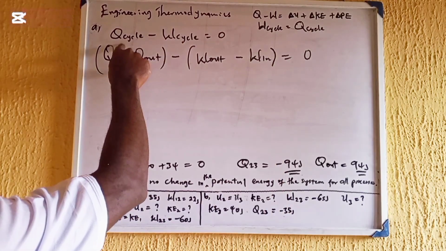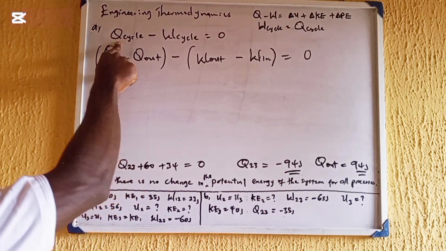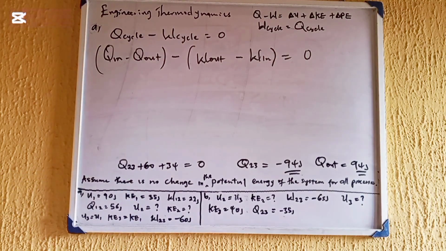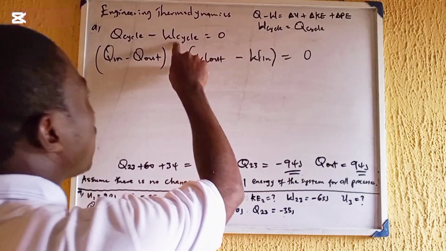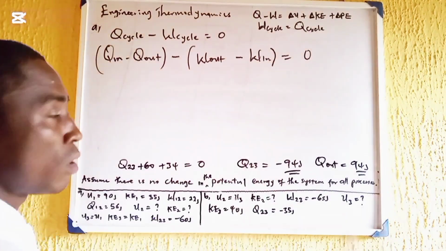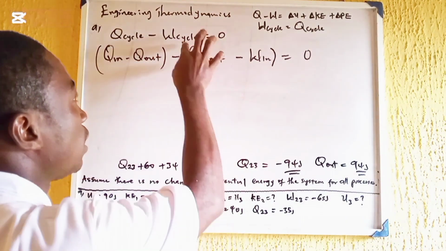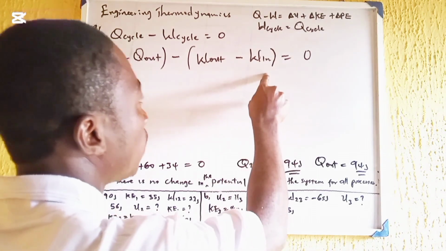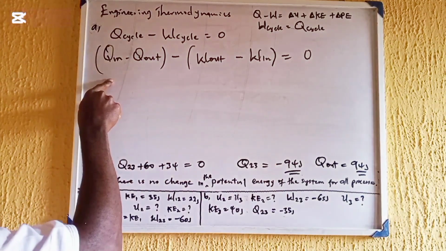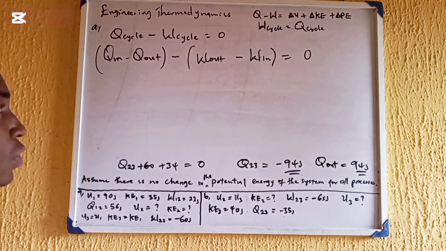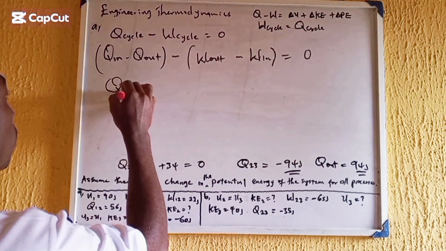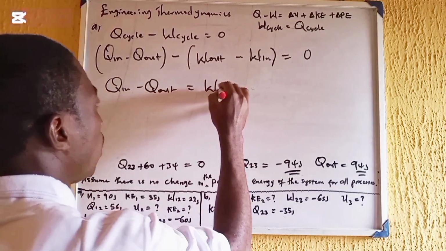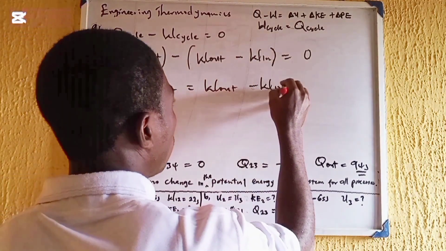Why? We said Q cycle is positive when heat is received by the system. So the focus is on heat received by the system. But work cycle is positive when work is done by the system. So the focus here is work done by the system. So work out is subtracting work in. And here Q in is subtracting Q out. So we're having Q in minus Q out is equal to work out minus work in.